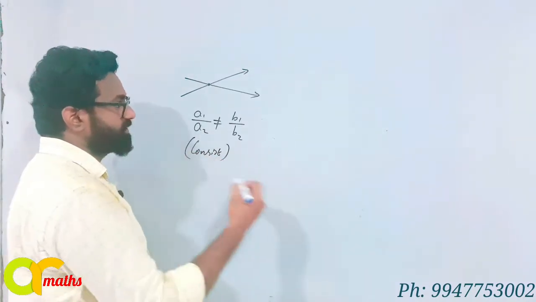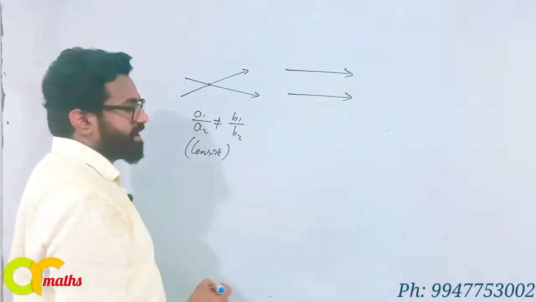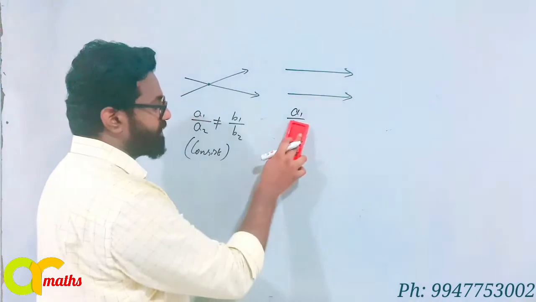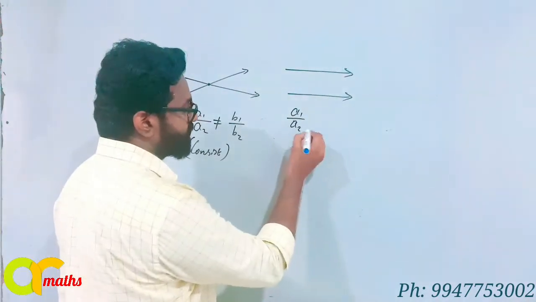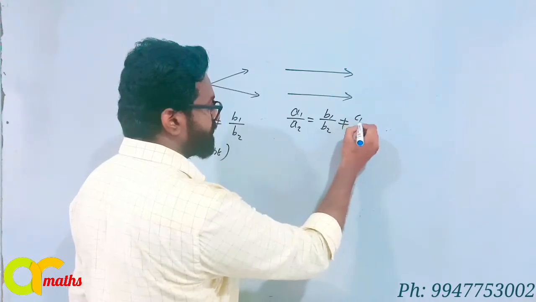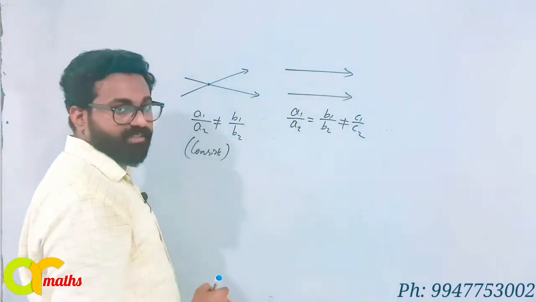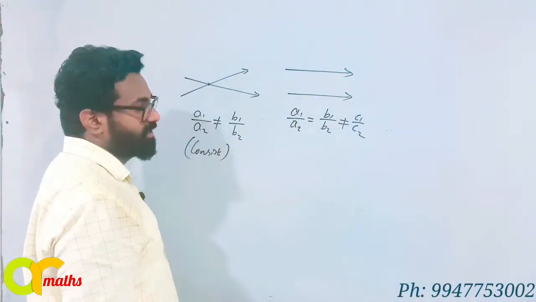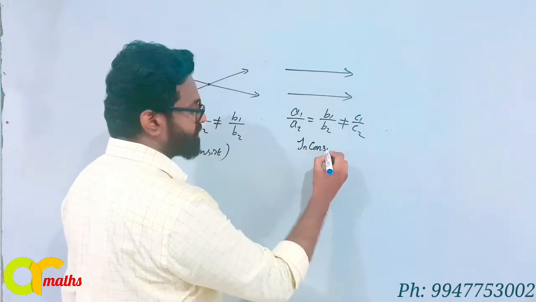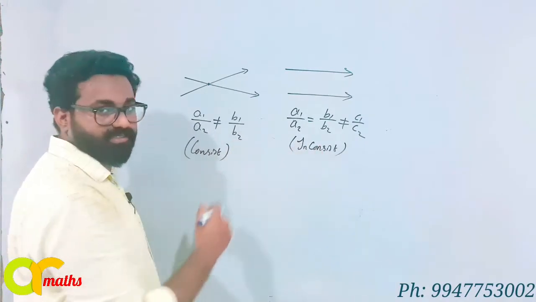If two lines are parallel, we know a1 divided by a2 equal to b1 divided by b2 not equal to c1 divided by c2. Here there is no intersecting point, that means no solution. No solution means inconsistent. There is no solution, that is inconsistent.